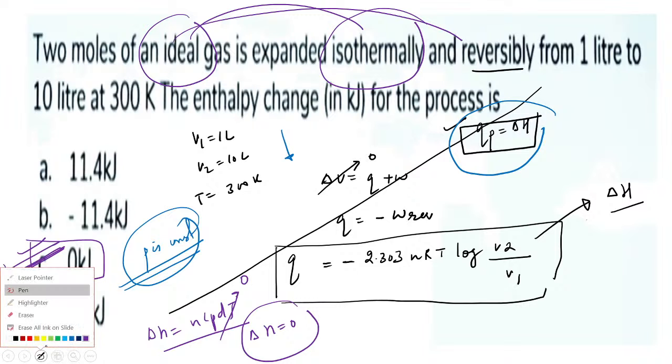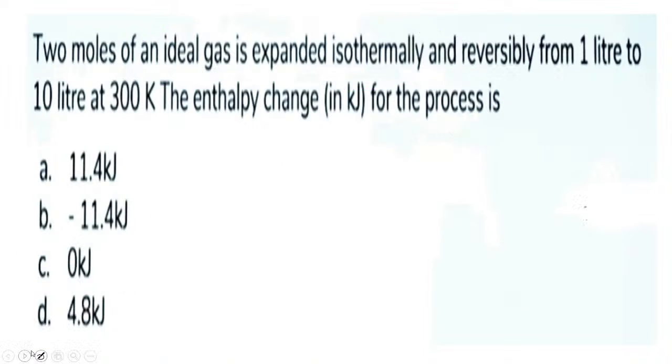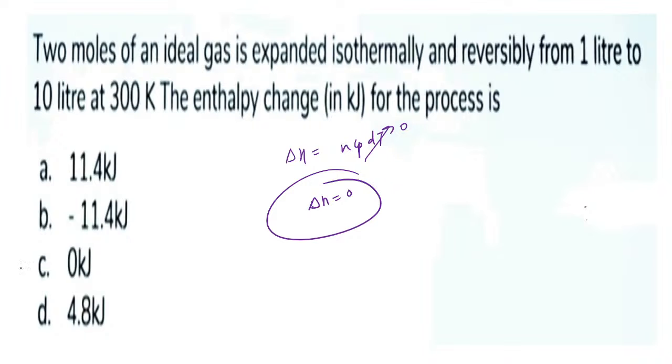Have you got this explanation? Any doubts? Simply you have to use delta H is nCp dT, and this value is 0. So delta H is equal to 0. Okay, great. Now let's take the next question.